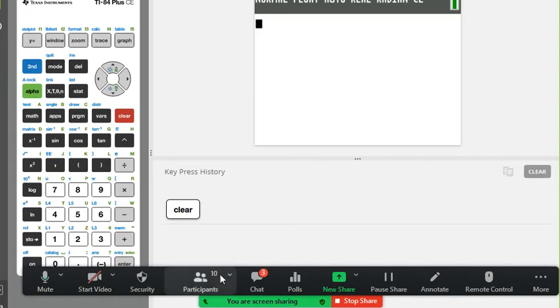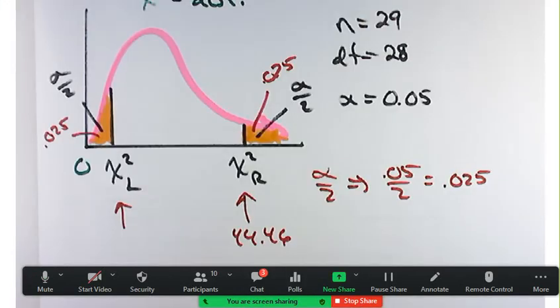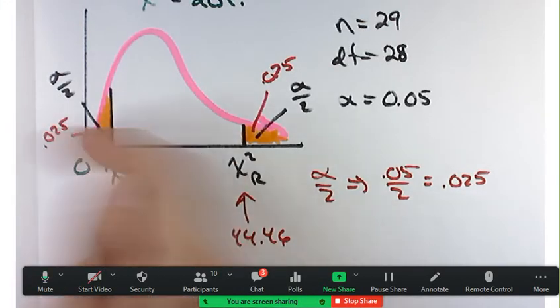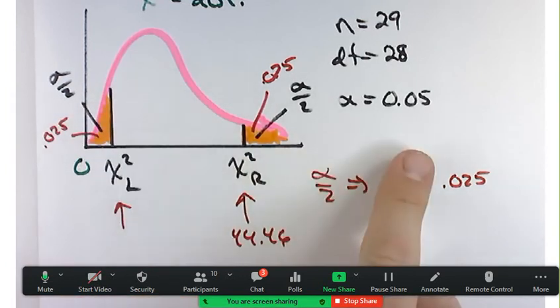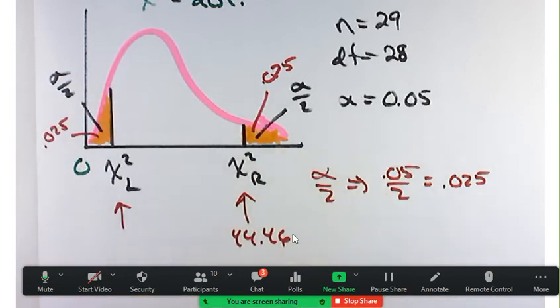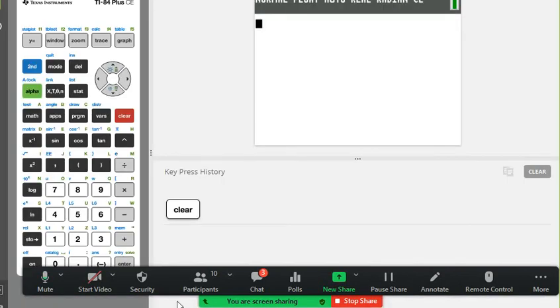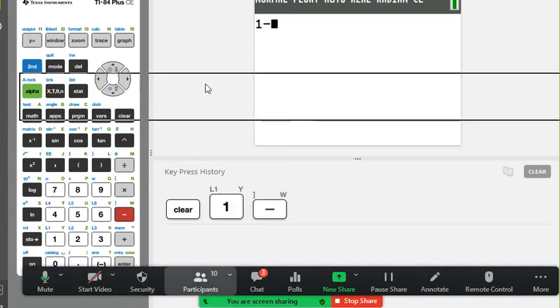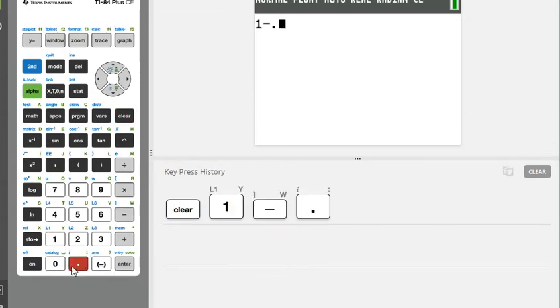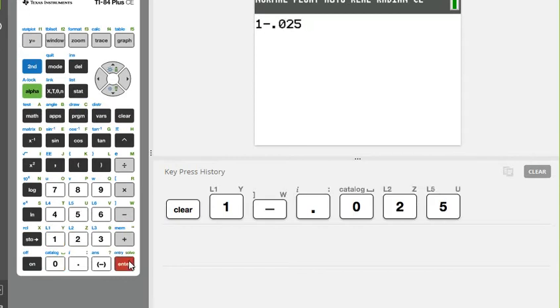Okay, I didn't see too many people here in the chat, so let me go through this one carefully. Keep in mind that if there's 2.5% of the area in the left tail, then we have to figure out how much of the area is in the right tail. And maybe it's worth a second or two to type it in your calculator, because I see people making mistakes on this every now and then. So 1 minus 0.025. There you go, 0.975. That's how much of the area is in the right tail.